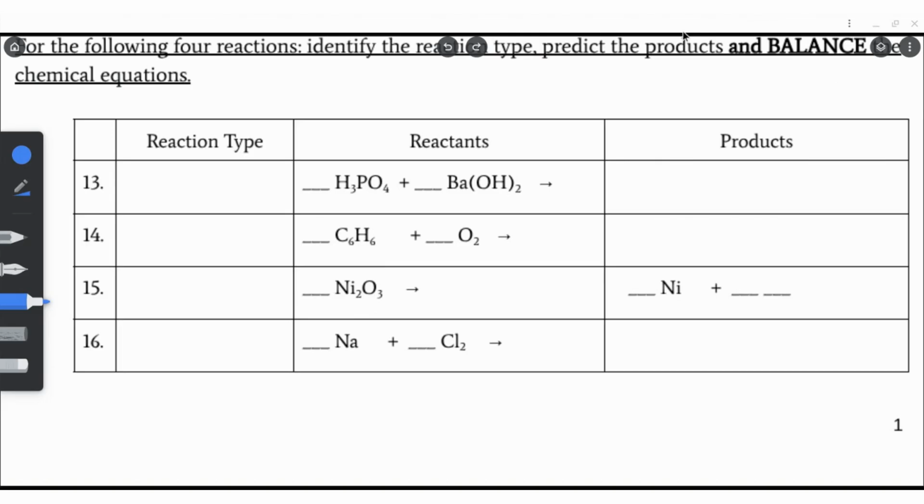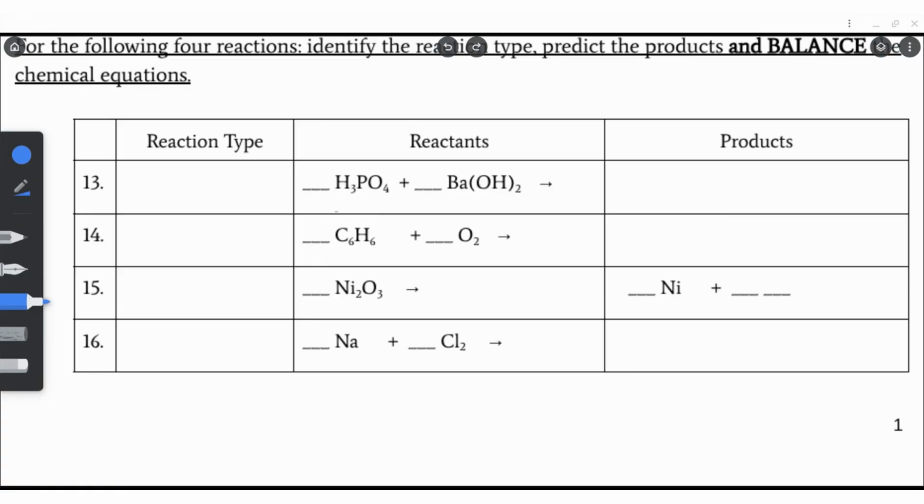We are starting out with phosphoric acid, that's the H3PO4, reacting with barium hydroxide, Ba(OH)2, and we need to predict what this reaction is going to make. We also need to balance the equation and say what the reaction type is. I'm going to actually do the reaction type first.